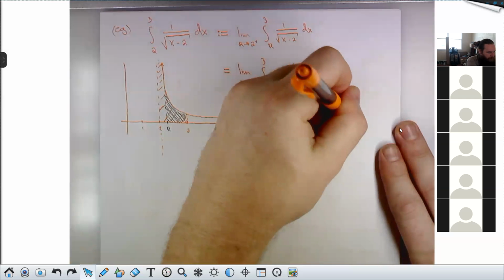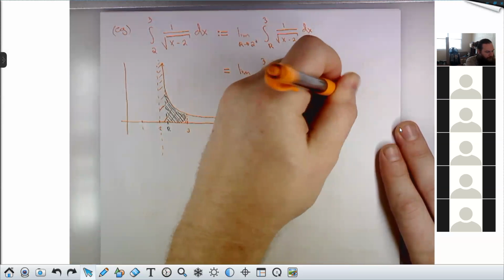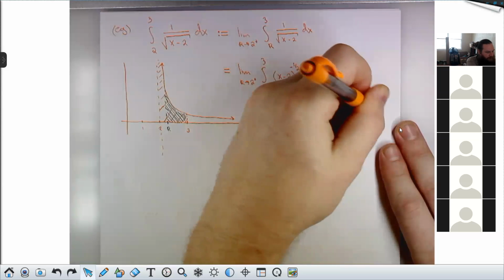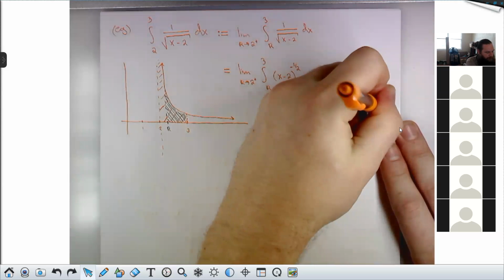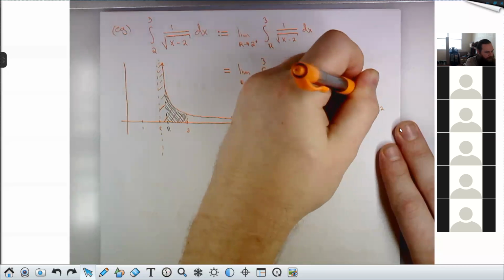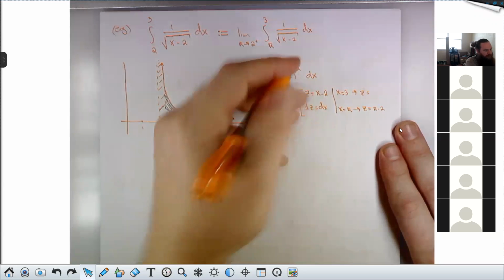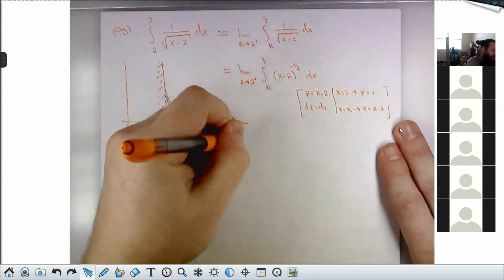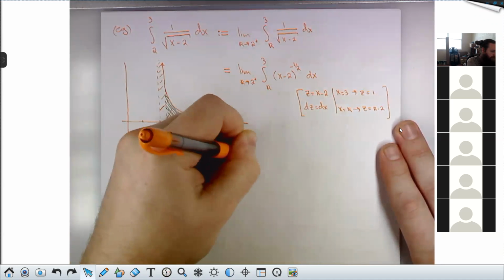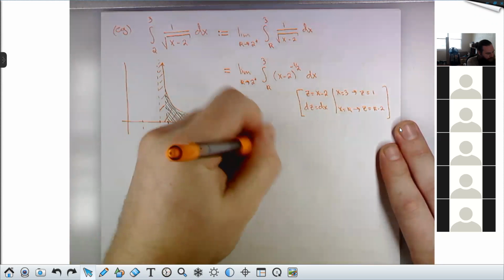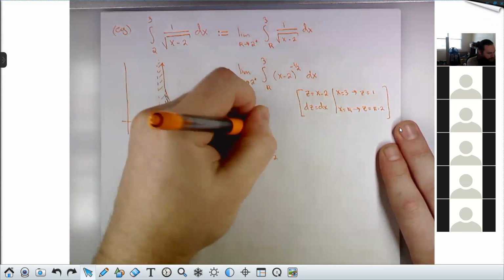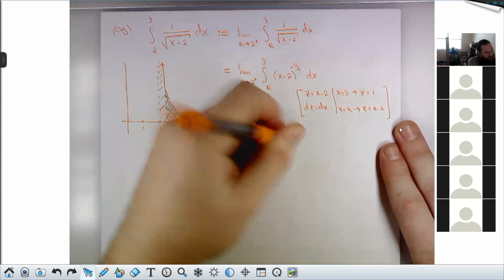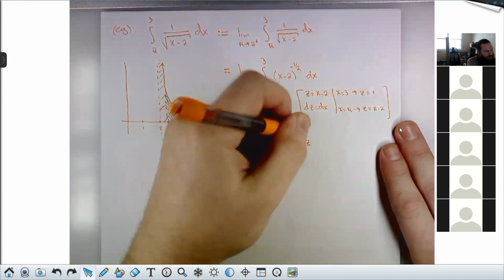So my old bounds were x equals r and x equals 3. When x is equal to r, z is going to be r minus 2. And when x is equal to 3, z is going to be 3 minus 2, which is 1. So I get lim r to 2 plus integral from r minus 2 up to 1 of z to the negative 1/2 power dz. dz is just dx.